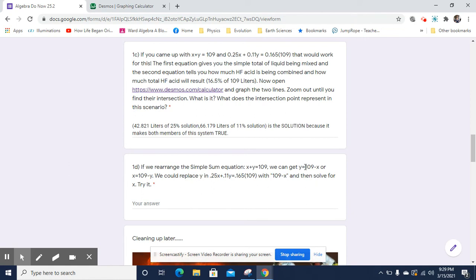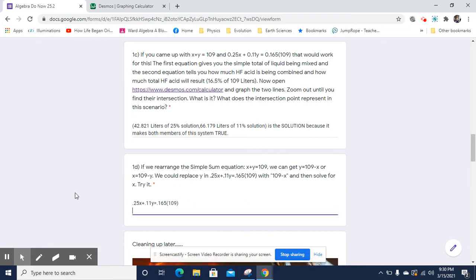I'm going to replace y with 109 minus x in this equation. So I'm going to take that, and you should try this. I'm going to take 0.25x plus 0.11y equals 0.165 times 109. And I encourage use of calculators when you're working through this because it does involve some decimals. We're going to take this equation and replace this y with 109 minus x, and we're going to solve this whole thing.